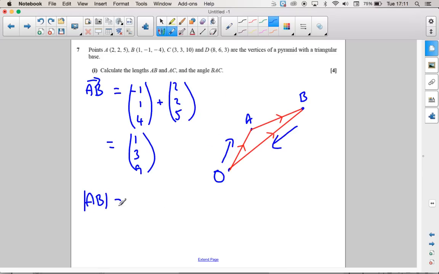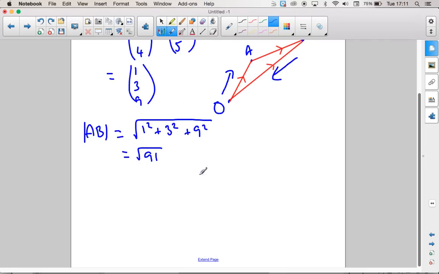So the modulus of A to B, the length of A to B, is now our 3D Pythagoras. 1 squared plus 3 squared plus 9 squared, which is 81, 82, 91. It's not the nicest number in the world, but doesn't mean it's wrong.